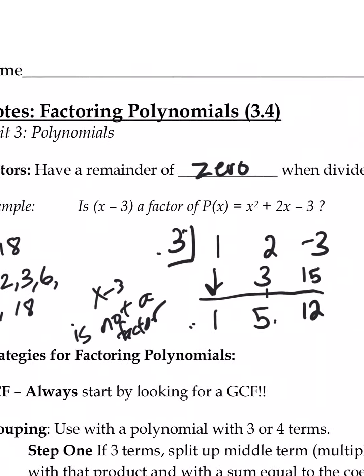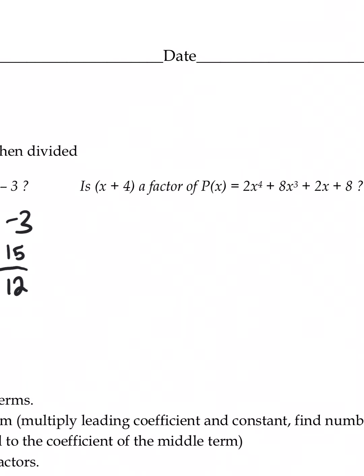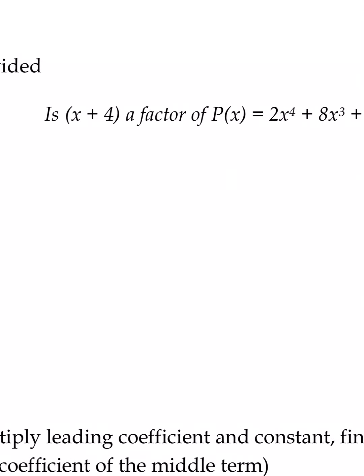Let's look at one more example to see when things do go right. Here they ask us, is x plus 4 a factor of this quartic polynomial? Well, I'm going to put that -4 again in my synthetic division box, and then I'm going to list my coefficients. 2, 8, 0, make sure you account for that missing term, 2, and 8, right?